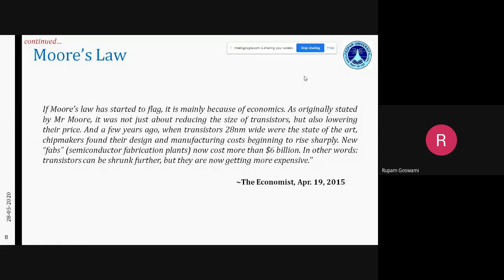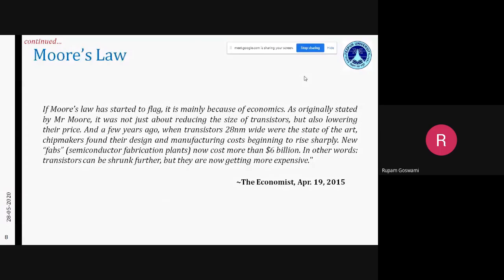So this is what appeared in The Economist in April 19, 2015, and you can see that it was reported that when transistors 28 nanometer wide were the state of the art, chip makers found their design and manufacturing costs beginning to rise sharply. So as you shrink your device, you must also be careful about the costs which you are bringing along with them. So this excerpt is very much true.